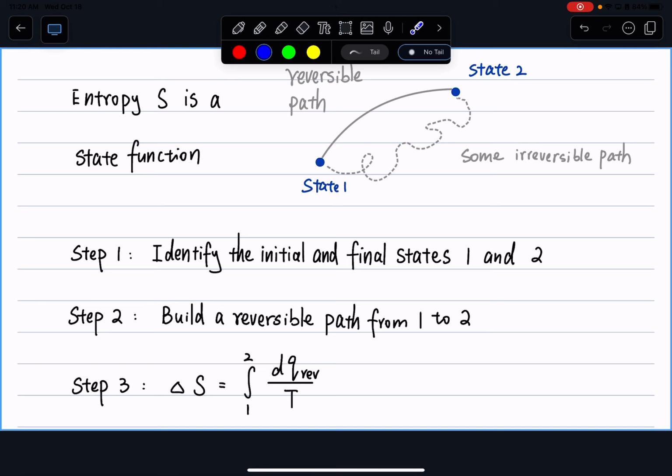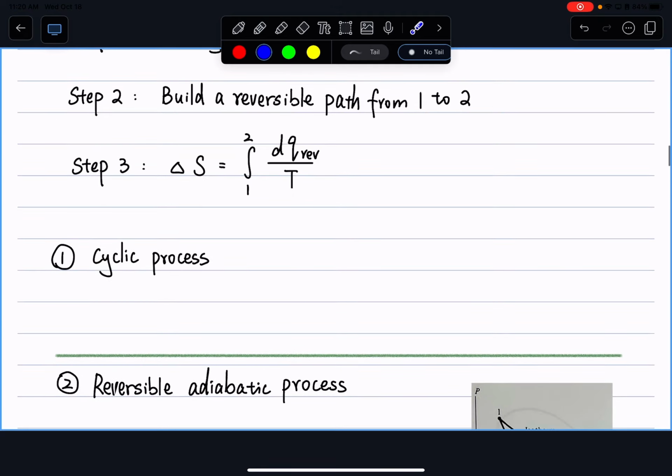Let's see how far we go for today. I think we have 10 different scenarios we'll be looking at together. So we'll see how far we go. First, a cyclic process. So this one is easy. Would someone like to guess what delta S is for a cyclic process? Right. So keep in mind your entropy is a state function. So your delta S always equals 0.